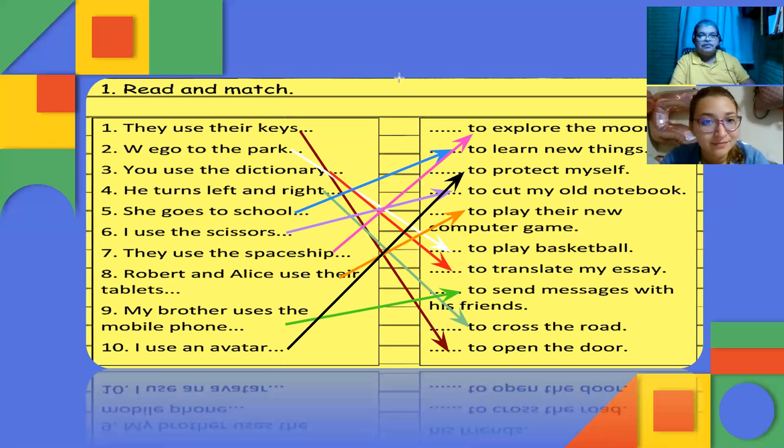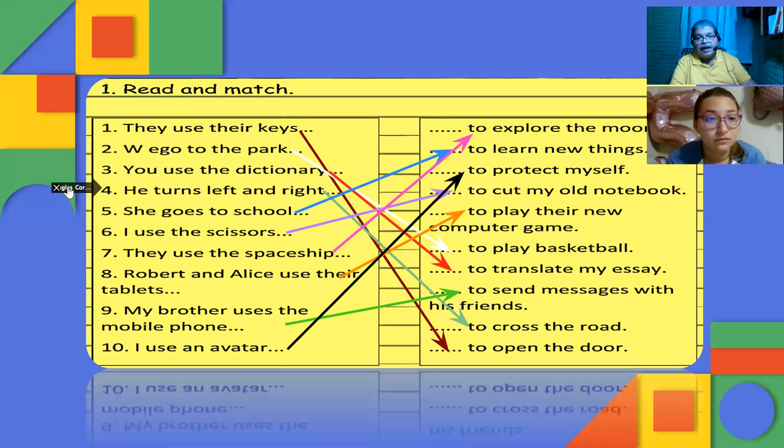Now let's practice the pronunciation, okay? They use their keys to open the door. We go to the park to play basketball. You use the dictionary to translate my essay.